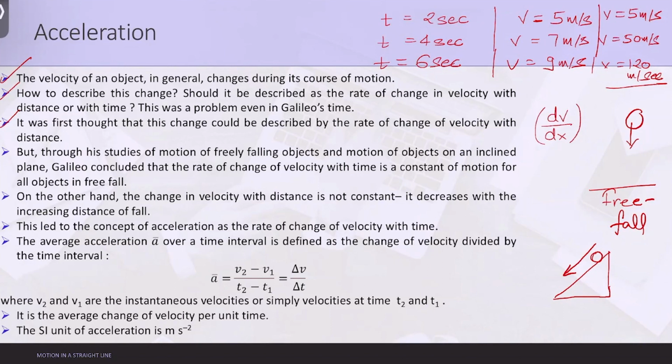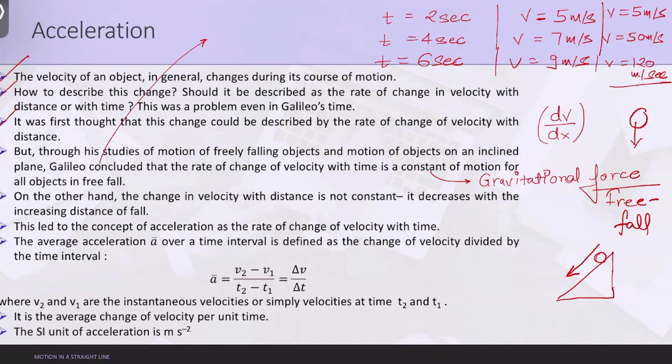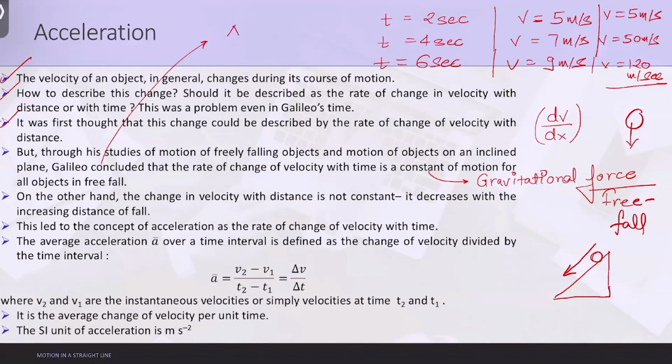Galileo concluded that the rate of change of velocity with time is constant for the motion of all objects in free fall. Basically this constant is nothing but the gravitational effect. These were the experiments Galileo made and concluded from. What he found was that the rate of change, delta v by delta t, was coming out to be constant for the motion of all objects in free fall.